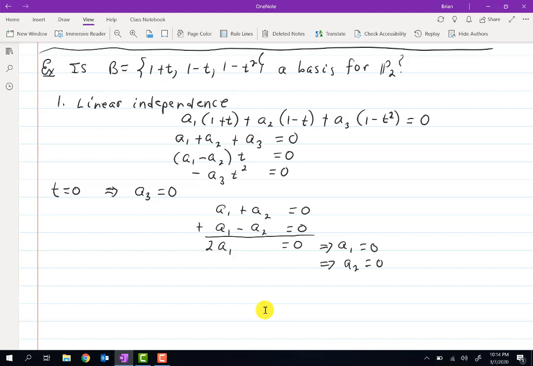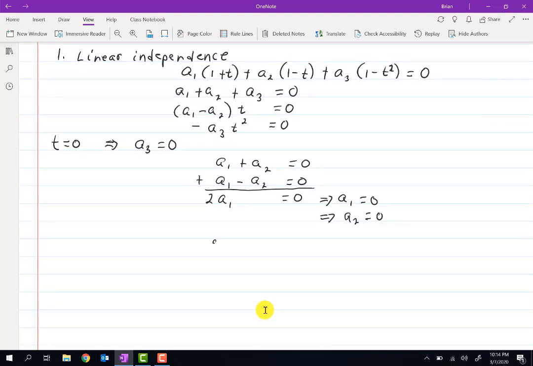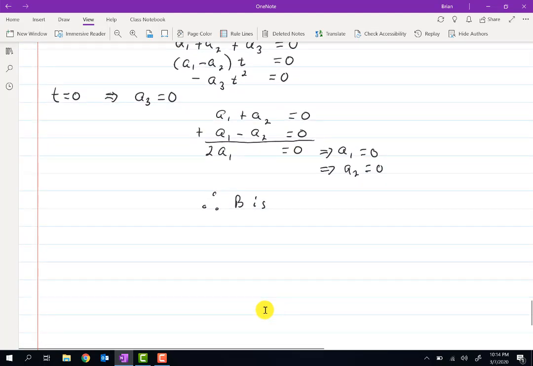So we have linear independence. Was it called B? Let me check. Yes. Linearly independent. Now, do they span?